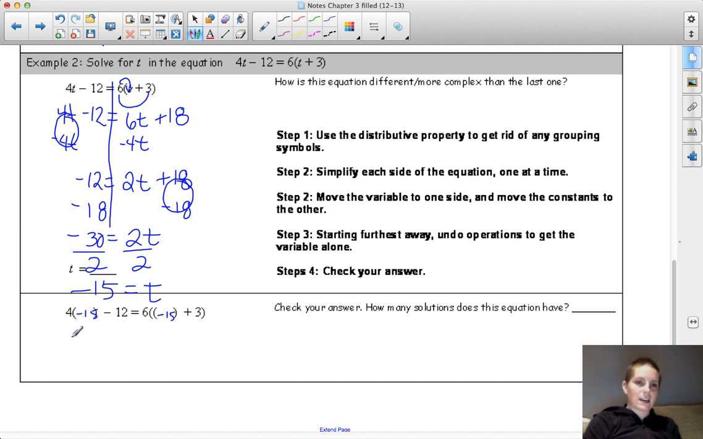So on the left, that's negative 60 minus 12, so negative 72 on the left. On the right, 6 times, that's negative 12, which is, yep, negative 72. So once again, we found that we have one solution.